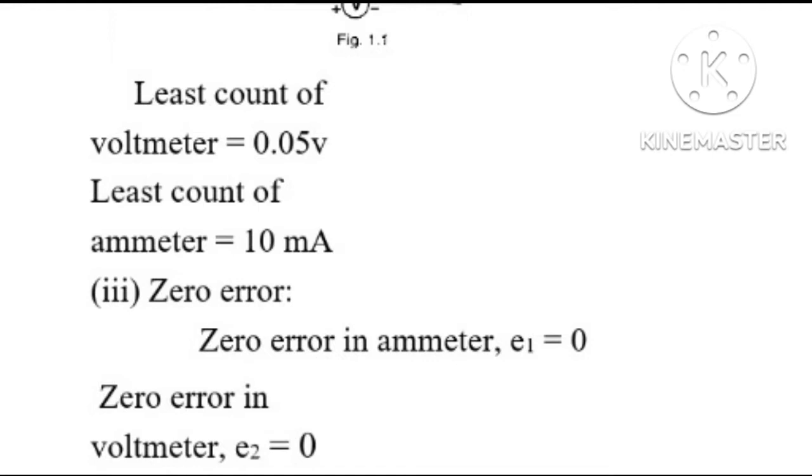Now we have to check the zero error in both the cases, in ammeter and voltmeter, so that if there is any error in the apparatus, that will not affect our reading. So before starting the experiment, we have to make sure that there is no error, or if there is any error, that correction we have to apply. Otherwise it will affect the readings.